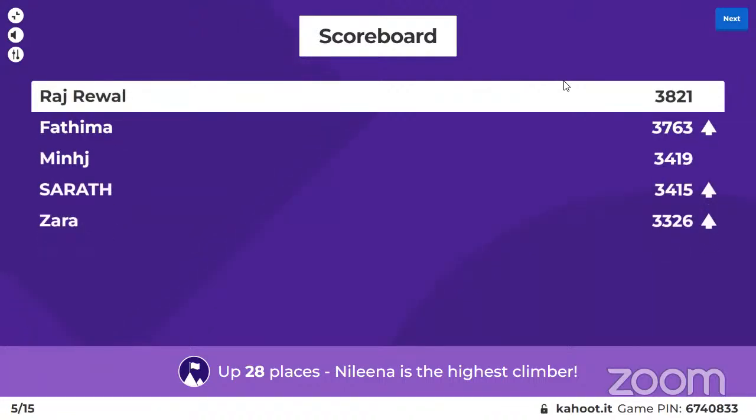There's been huge changes. Raj Deval comes up with 3,800 points, followed by Fatima, who still remains there. Minch also remains. Sharath has reached position number 4 with 3,400 points. Zara at 3,300. Nilina is the highest climber with 28 places.